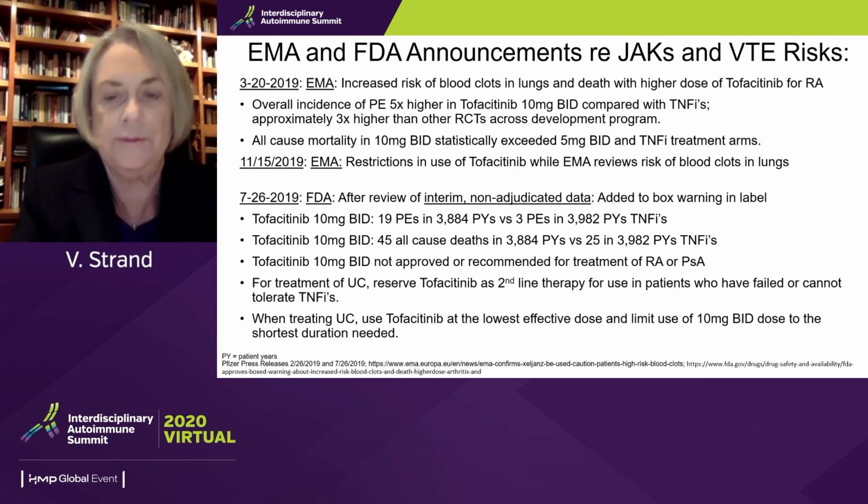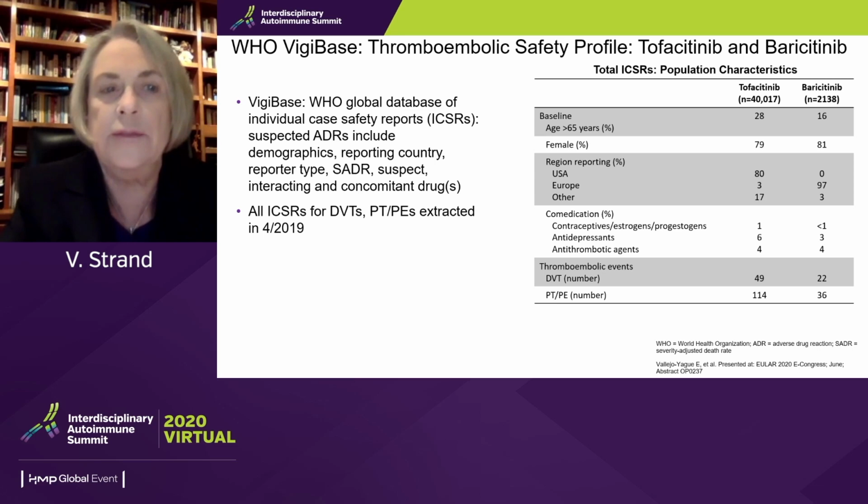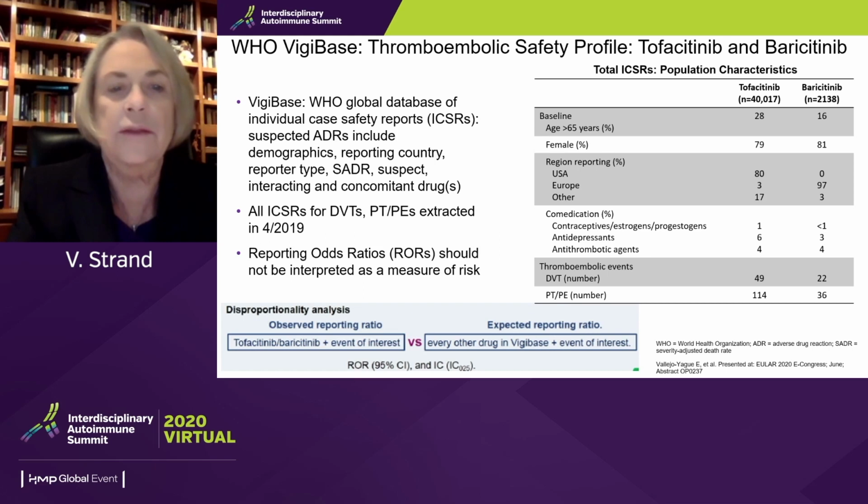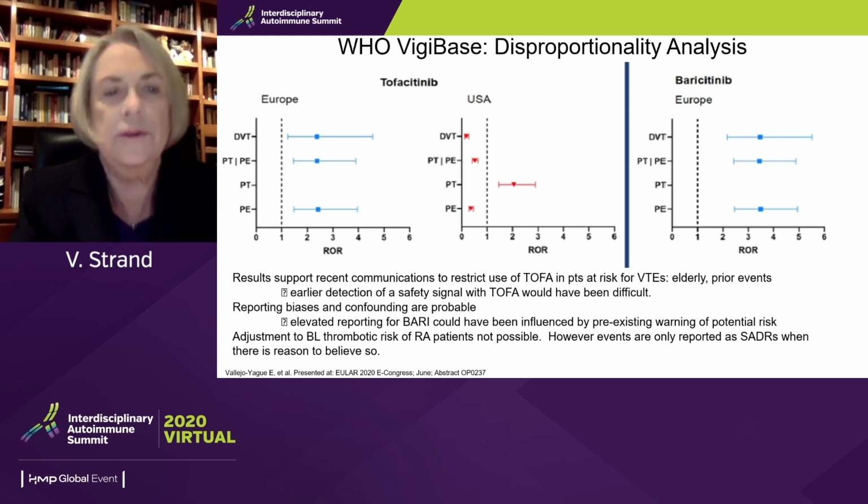This came also from EULAR this year, and this is looking at the WHO safety database, which they call the BIGI base, and they're looking at thromboembolic safety profile for TOFA and BERI. And so these are individual case reports of suspected events. And essentially, they were looking at the reporting odds ratio, which is not really a measure of risk, but more an indication of disproportionality. And so what we see here is that there is disproportionality for DVTs, PEs, in both baricitinib and Europe reports for baricitinib and tofacitinib. In the U.S., it was really only for pulmonary thromboembolic events. So we really don't know how much of this is a risk or actually a warning of a pre-existing risk.